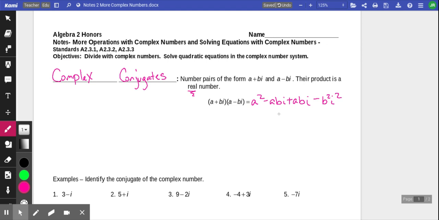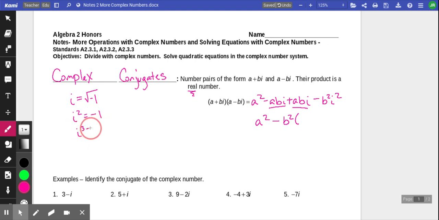Okay, I can do a few things here. Minus ABI plus ABI, those are like terms. They are almost identical, except this is a minus and this is a plus. They cancel each other out. So this leaves us with A squared, and then minus B squared I squared. But remember, by definition, I is the same thing as the square root of negative 1. So that means that I squared is equal to negative 1.